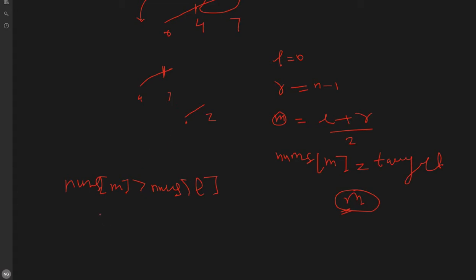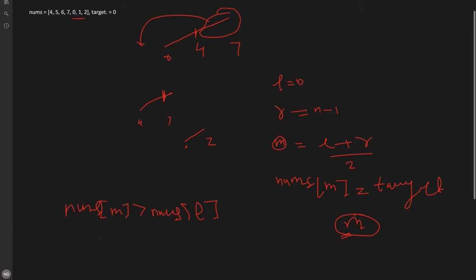Now the target can be either in this part or in this part. So we compare first: if the target is greater than or equal to nums[L], that means this target lies in this part. No, not in this part.